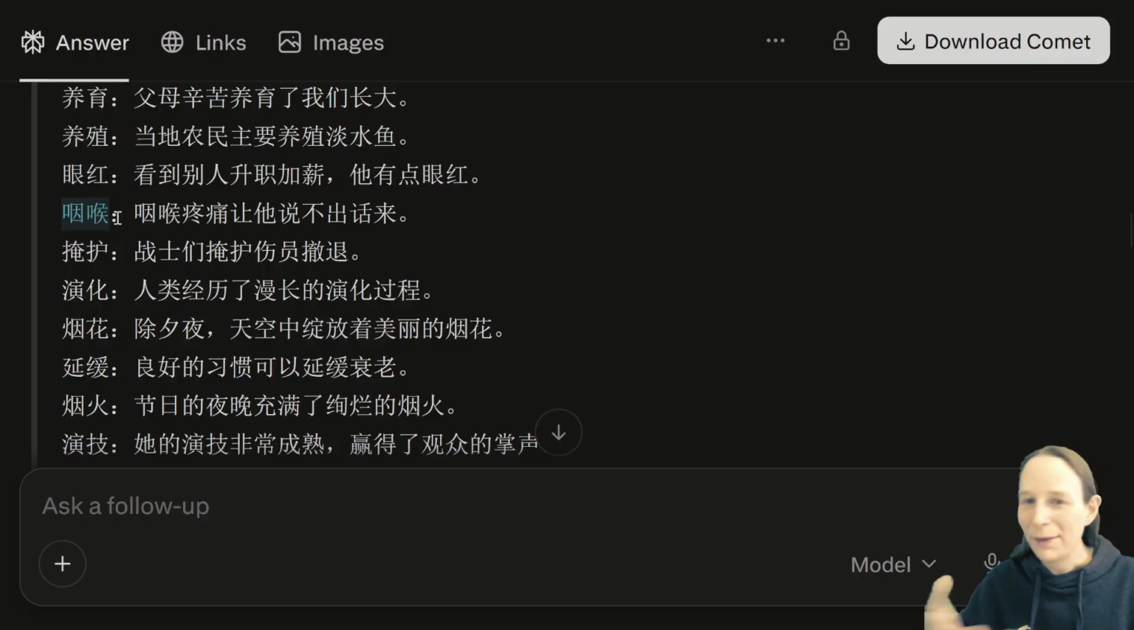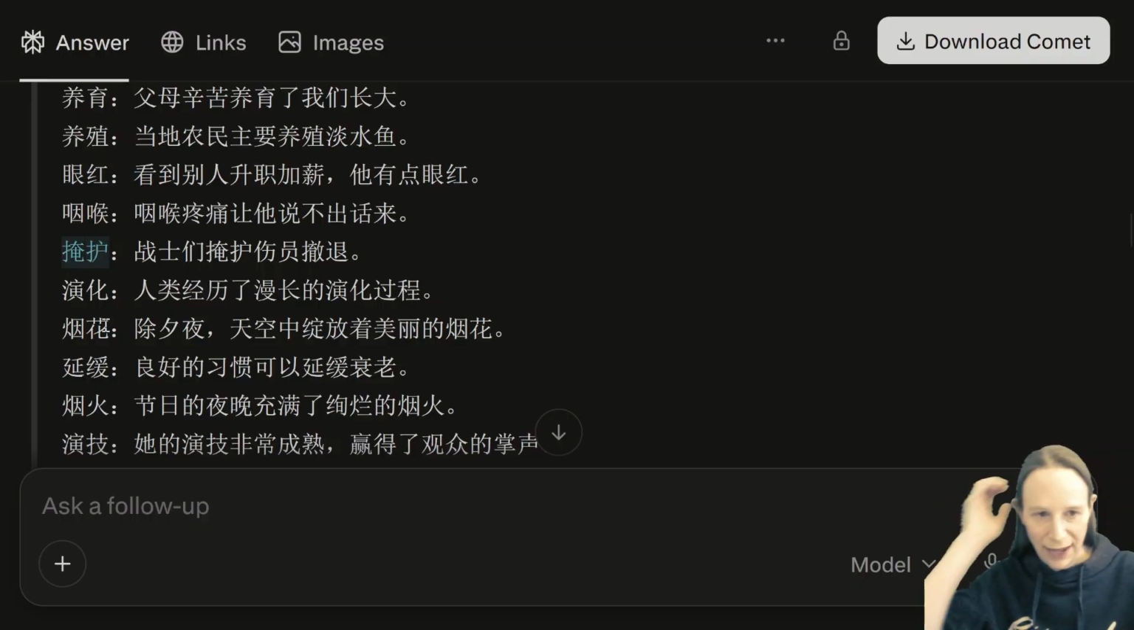咽喉. Yeah, we talked about this before when we did this character. 咽喉 was one of the words for throat, right? 咽喉疼痛让他说不出话来. Yeah, so he can't speak because his throat is painful.